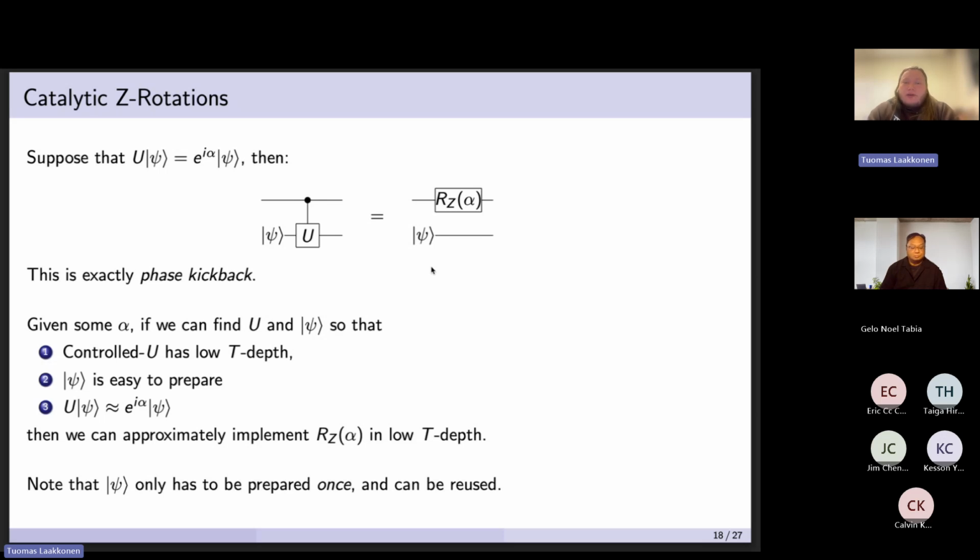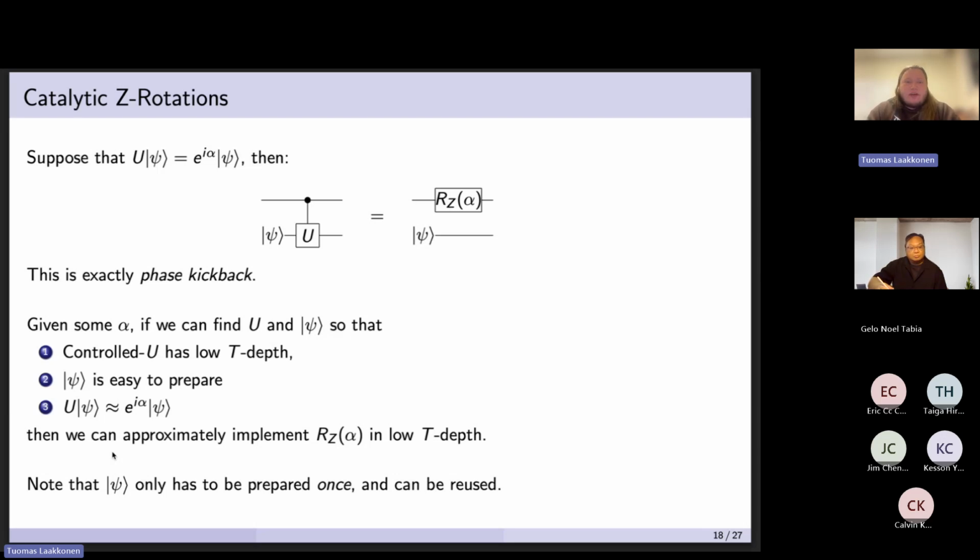And so if we're more interested in implementing a small angle rotation RZ(alpha), like if we wanted to do Hamiltonian simulation or something, then one way to do this is with the Solovay-Kitaev method, but you could also find some U and psi so that this is true, and you could implement it that way instead. And this would be particularly beneficial in our scenario if we know that controlled U has low T-depth, and we know that psi is easy enough to prepare, and also that U of psi at least approximately has the right eigenvalue. So if, given some alpha, we could satisfy all three of these conditions, then we could implement RZ(alpha), at least approximately, in low T-depth. And it would be nice if that approximation could be arbitrarily good.